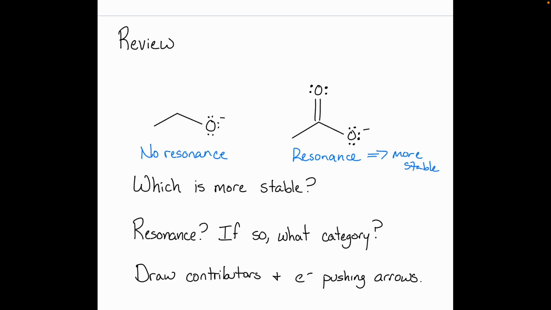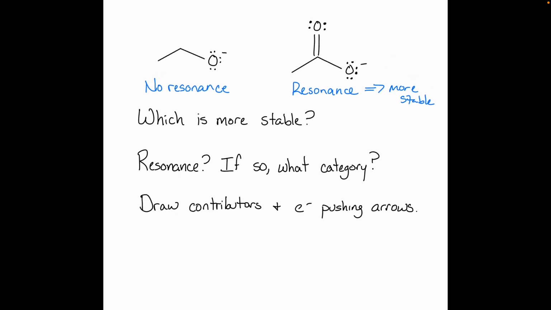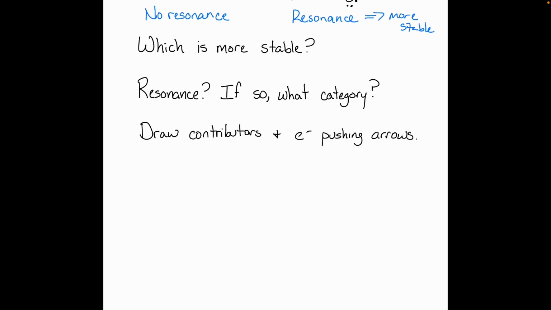Okay, and so we established that it had resonance, right? So what category would this one belong to? Which pattern do we spy that lets us know that indeed there is resonance? So this is a pi bond between two atoms of differing electronegativity.